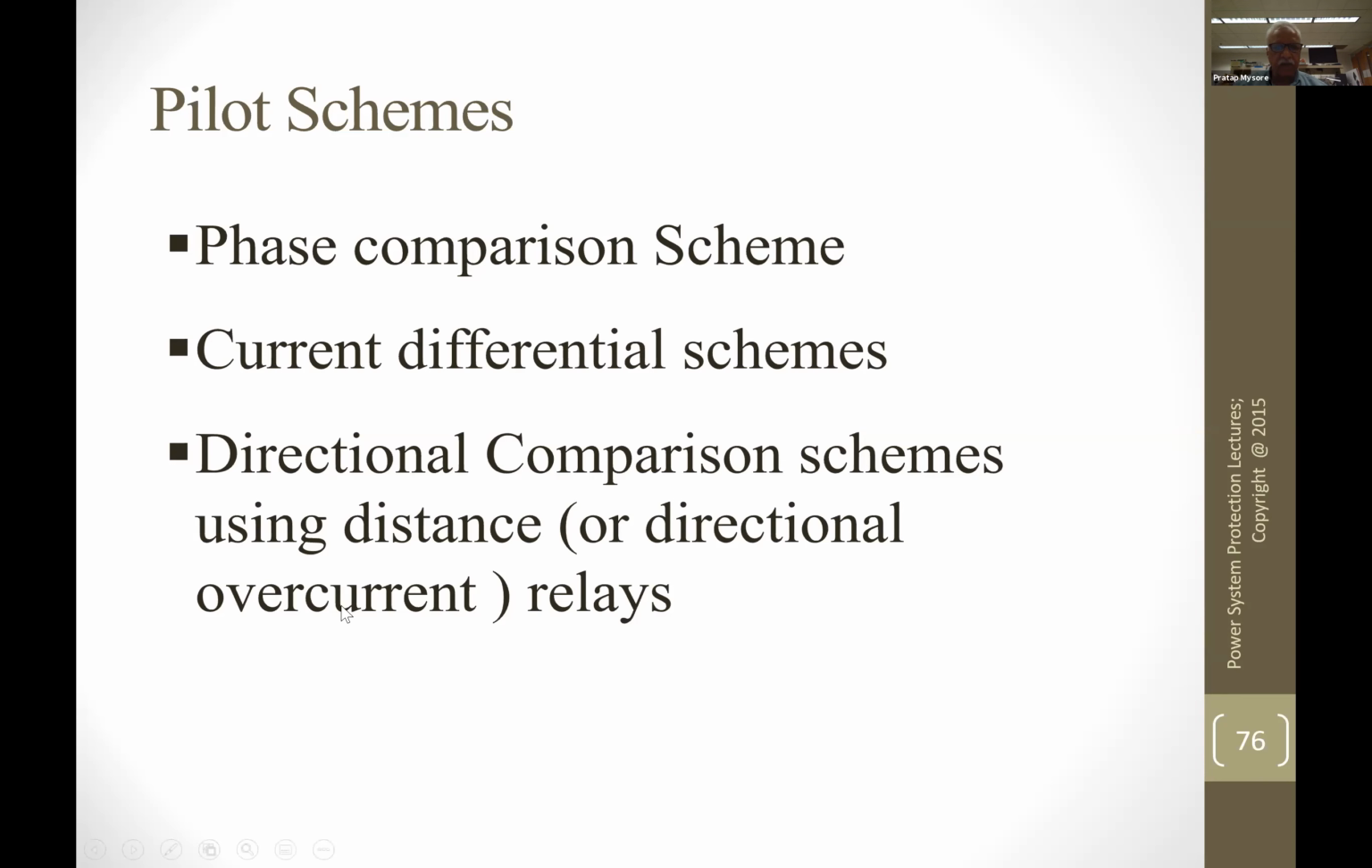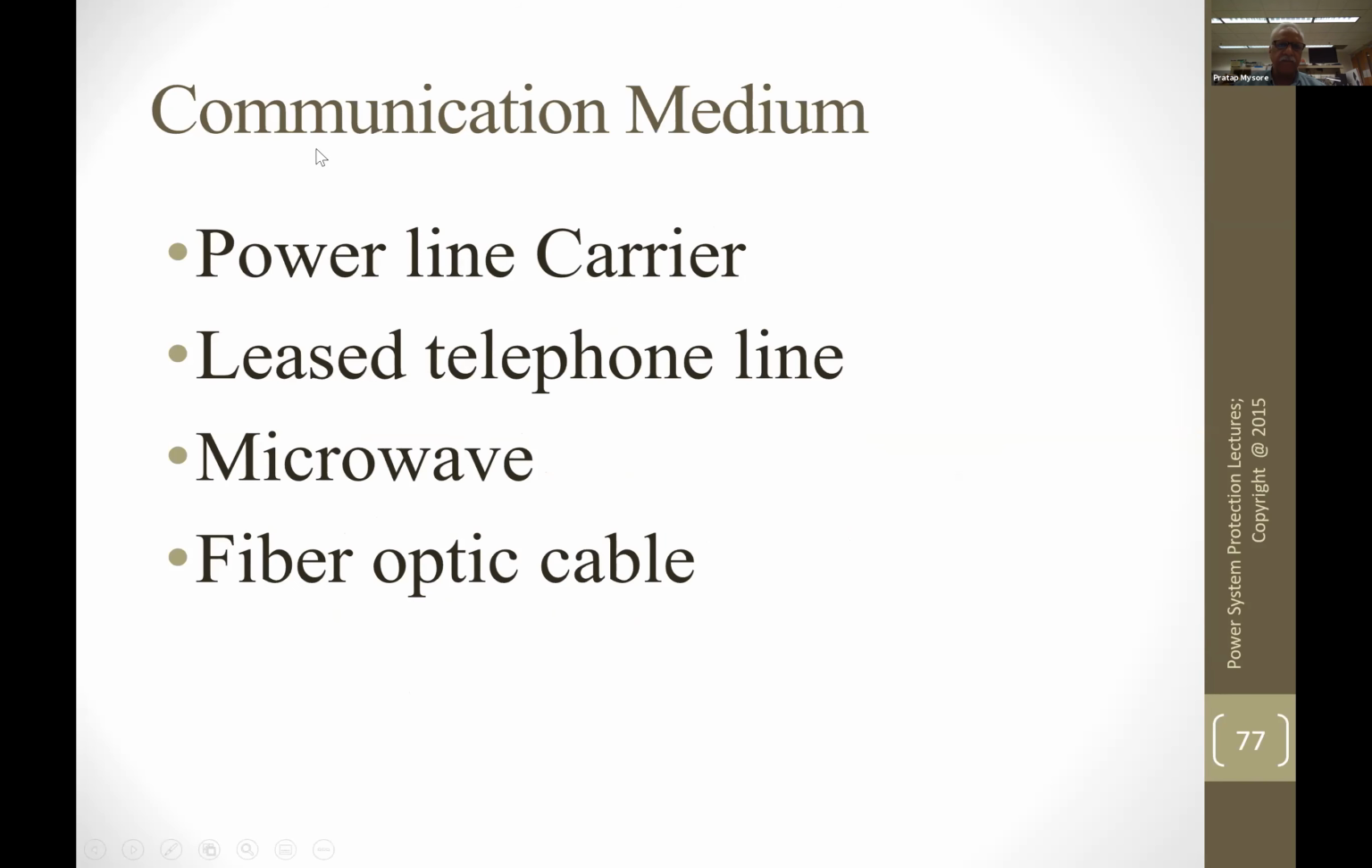The third one is called directional comparison schemes using distance or directional overcurrent relays. We have not talked about it, so we will look at how these are done. The communication medium that is used here is either power line carrier, leased telephone line, microwave, or fiber optic cable. So these are the four ways of exchanging information from one end to another end.